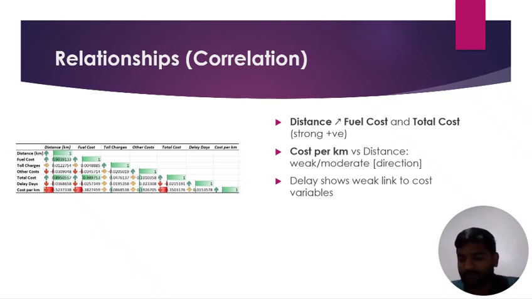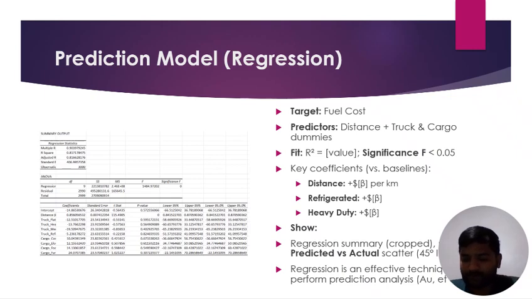Next slide, please. Prediction model. Regression analysis, a potent method for this kind of study, was used to create a predictive model with fuel expenses as the model's target variable. The distance and dummy variables for truck and cargo types were the predictors, and the third one is an R squared score of 0.817. The model fit is excellent.